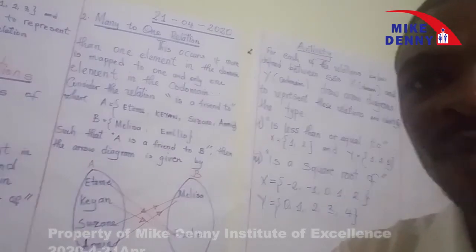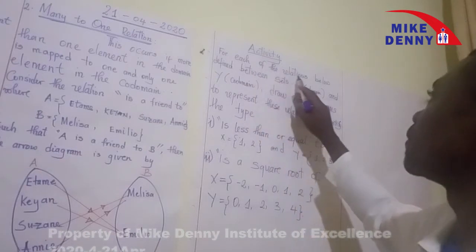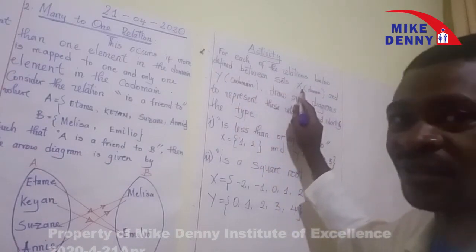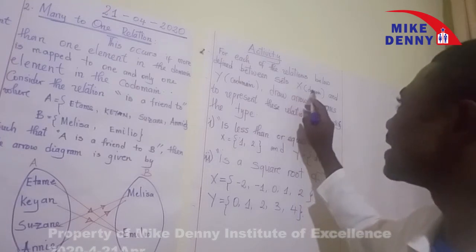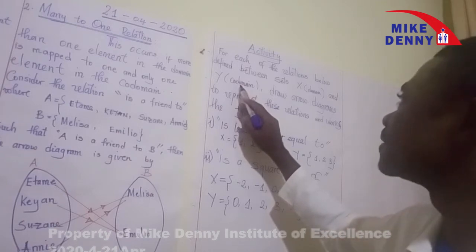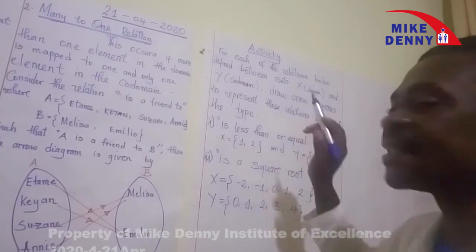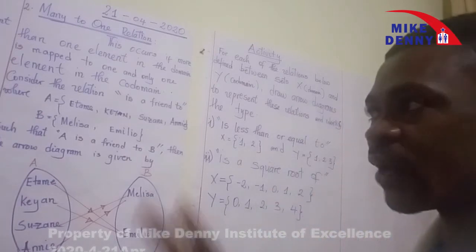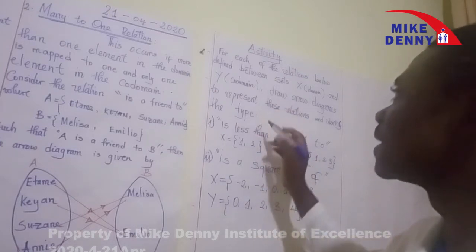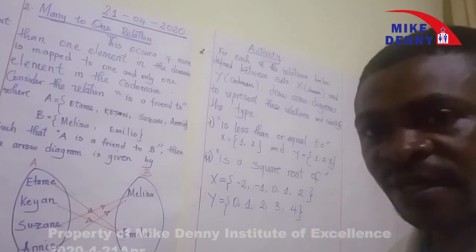That is what you will do for me. We have our activity. Let's say for each of the relations below, defined between the set X, you see, it is specified. X is a domain. And y here is the codomain. They say draw arrow diagrams to represent these relations and identify the type. We have treated just two types. We have one-to-one relation and the many-to-one. So you are going to draw arrow diagrams using the domain and the codomain and the relation given to you, and you identify the type of relation.